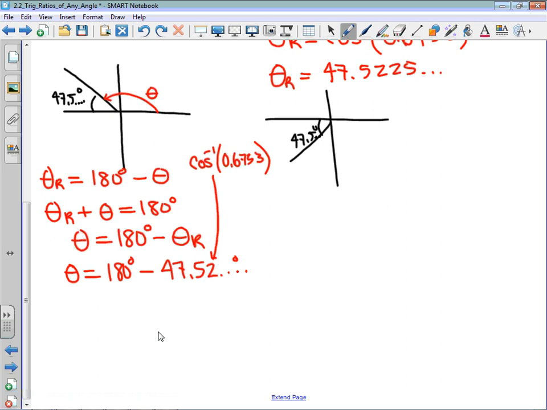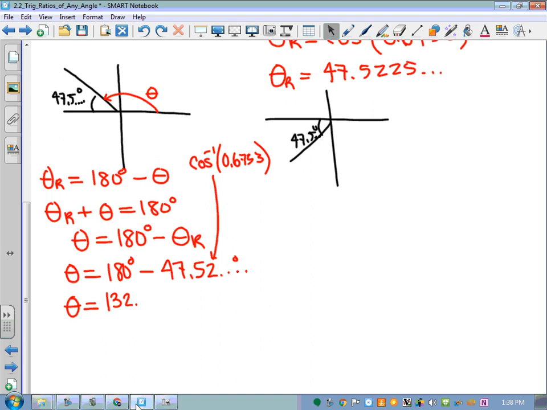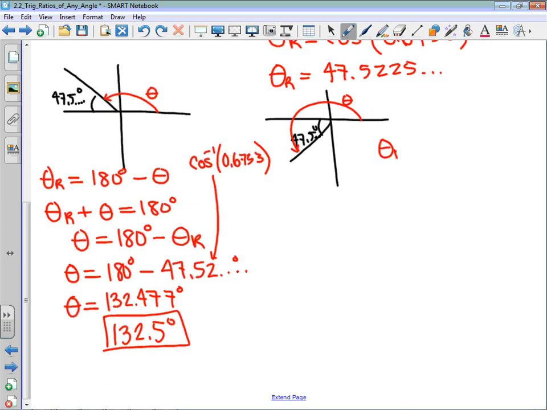So in quadrant 2, I got 132.477 degrees. Because we're rounding to the nearest tenth, we would say 132.5 degrees. So that's one of my answers. The other answer is this theta right there, and we can find that by using our reference angle formula. In this case, it is the angle in standard position minus 180, so theta is equal to theta r plus 180 degrees.